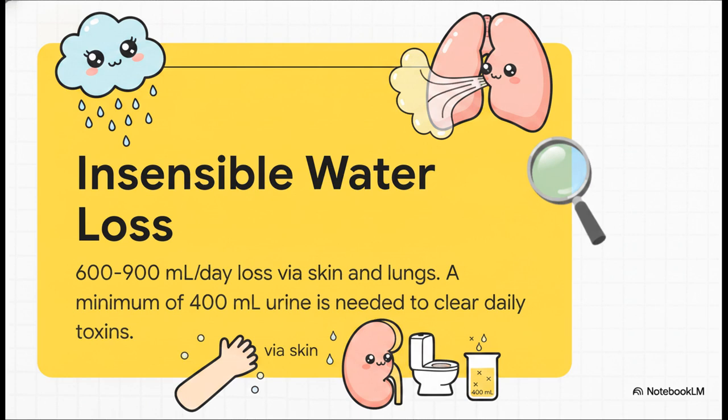The normal daily insensible water loss sits right at 600 to 900 milliliters per day. A healthy adult loses this water continuously without even realizing it's happening. Roughly 75% of this is just passive diffusion through the skin, and the remaining 25% is exhaled humidified air straight from the lungs. And here is an absolutely critical pearl to lock in. To clear the toxic waste products of daily protein metabolism, your kidneys must excrete an obligatory minimum urine volume of at least 400 milliliters per day. Anything below that threshold, you're essentially guaranteeing toxin accumulation.